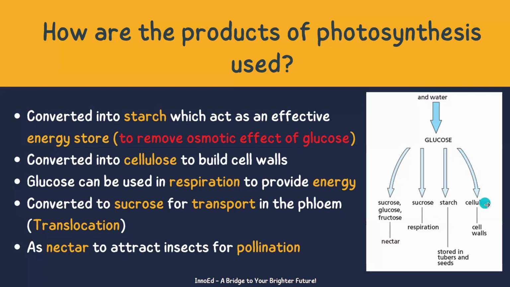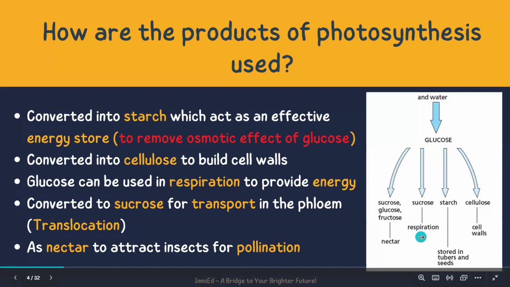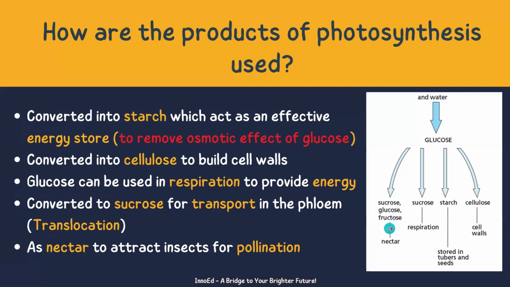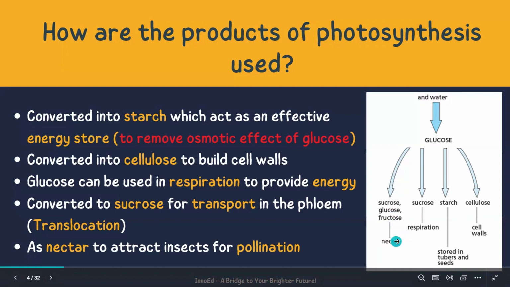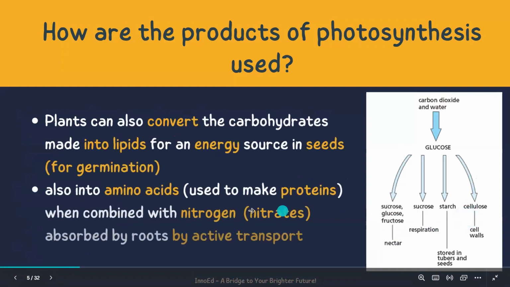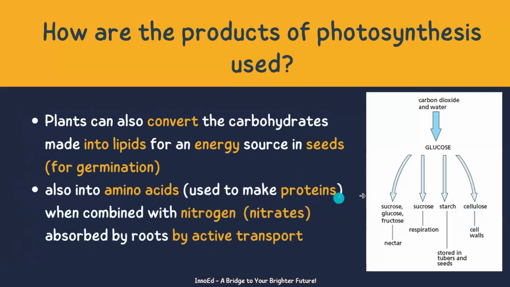That glucose can also be converted into cellulose, which is part of the plant cells, the cell walls, and is needed for the cell walls. The glucose can also be converted into sucrose, which is needed for respiration to release energy. That sucrose and another form, fructose, can be used as nectar, to attract the insects for pollination. That sucrose can also be used for transport in the plants.